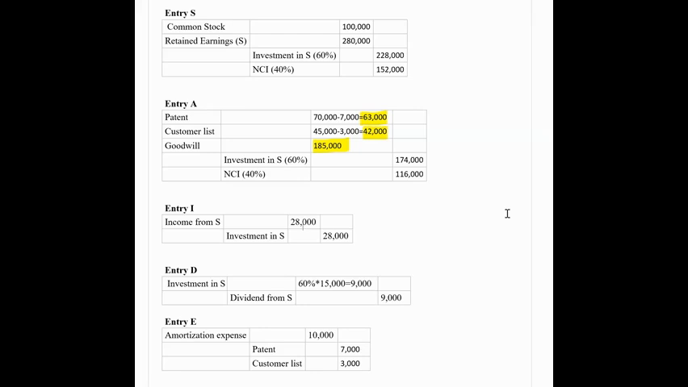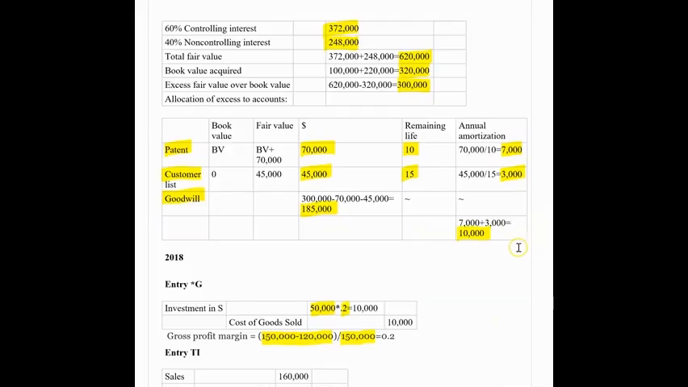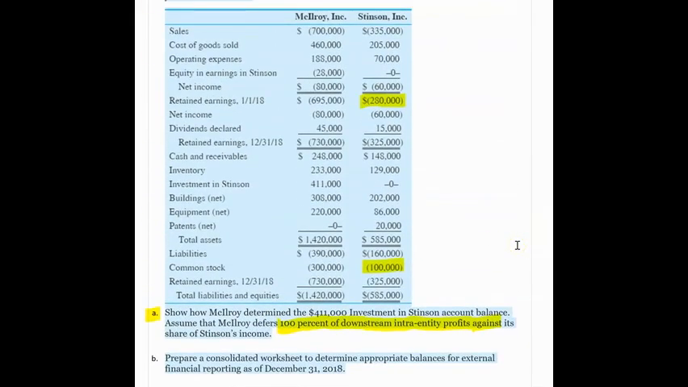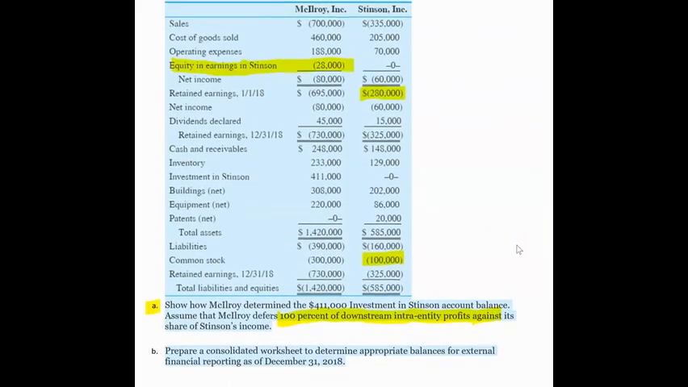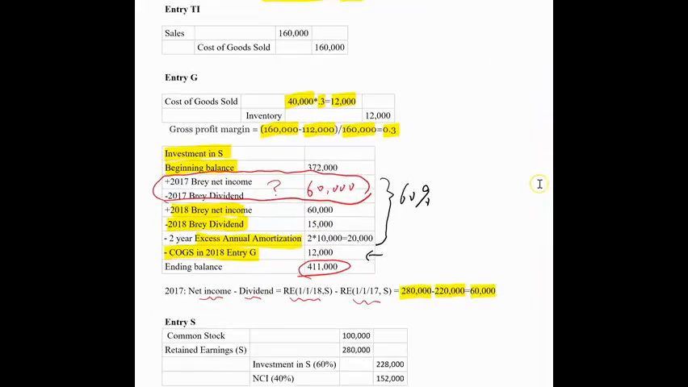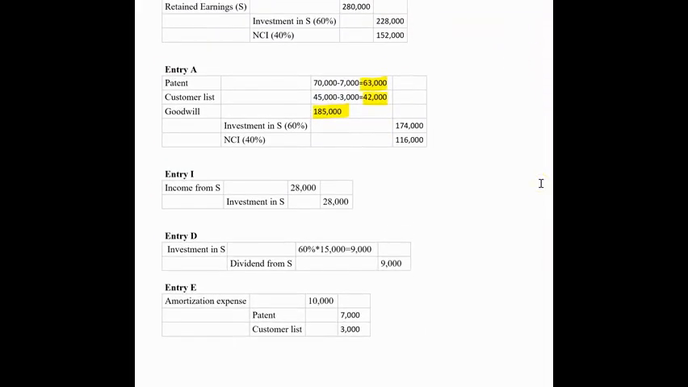Next entry is entry I. Entry I is to eliminate the intra-entity investment income from the subsidiary. So we debit income from subsidiary and credit investment in subsidiary 28,000. This number is also given by the question already. Okay, it's here. So the equity earning in Stinson is 28,000. So the number is given directly.